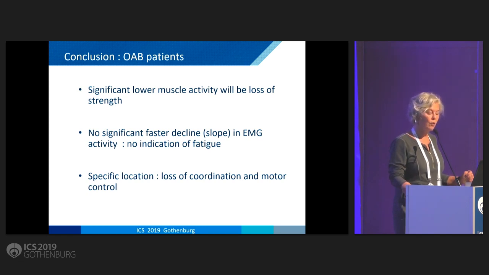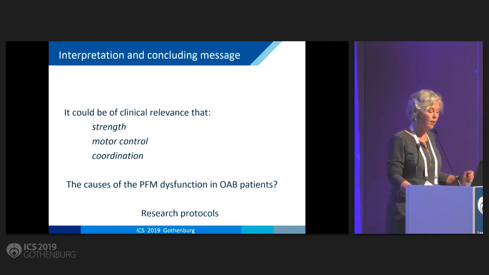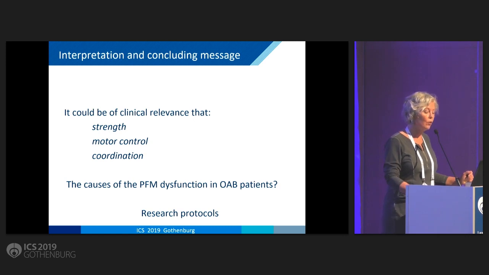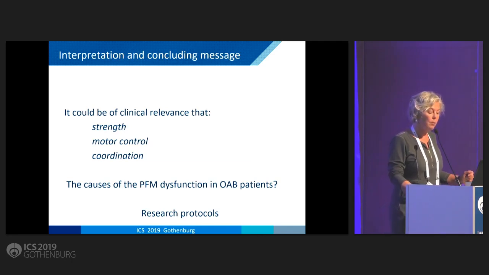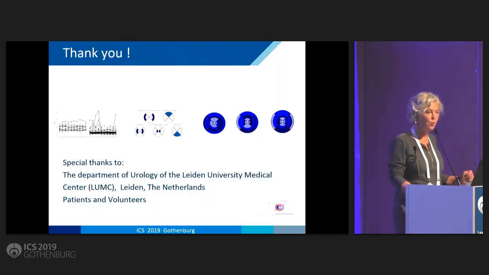The specific location of reduction of EMG activity around the puborectal muscle is possibly connected to a loss of coordination and motor control. The results indicate that it could be of clinical relevance that not only strain, but also a decrease or a loss of motor control and coordination are causes of the pelvic floor muscle dysfunction in OAB patients. That may imply that it's possible to simplify exercise programs tailored to motor control and coordination. So further research is necessary. Thank you.